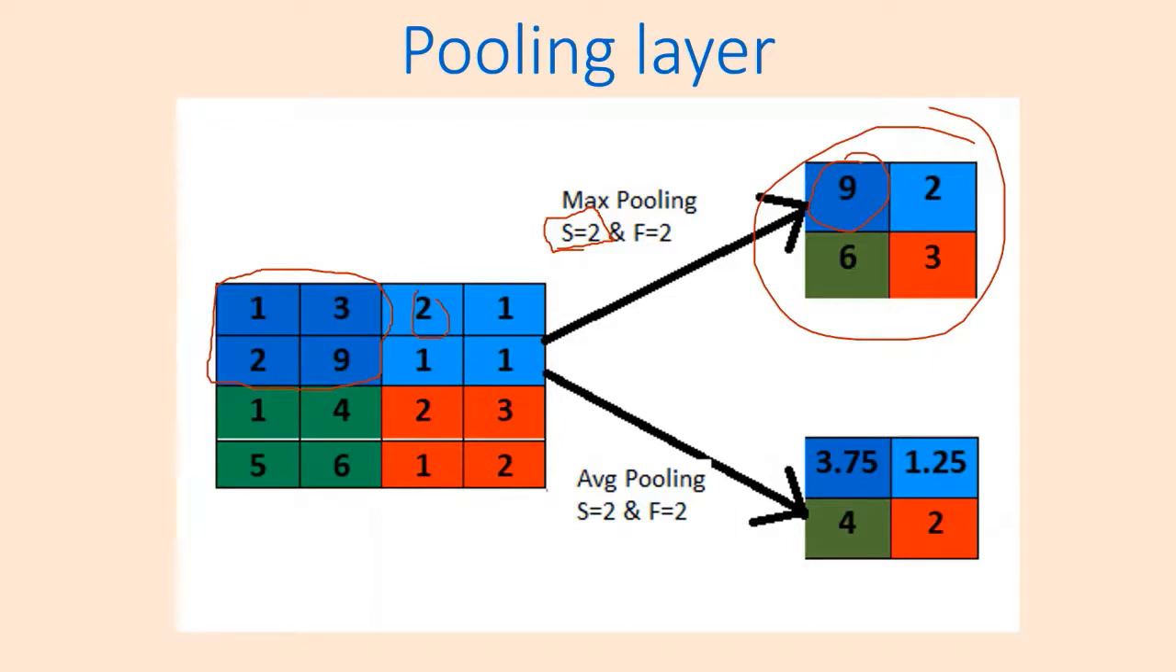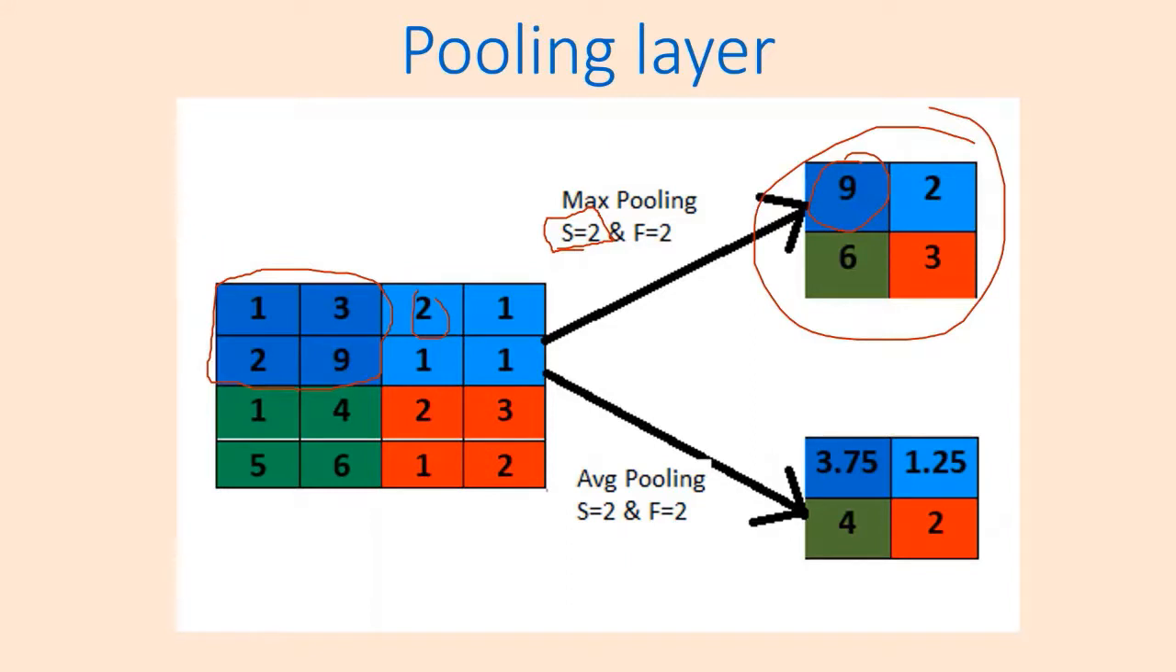So similarly 6 and 3. So this is how it's going to be. When you talk about average pooling, the inception layer has max pooling as well as average pooling layers. So if the average pooling layer is available, how does it work?